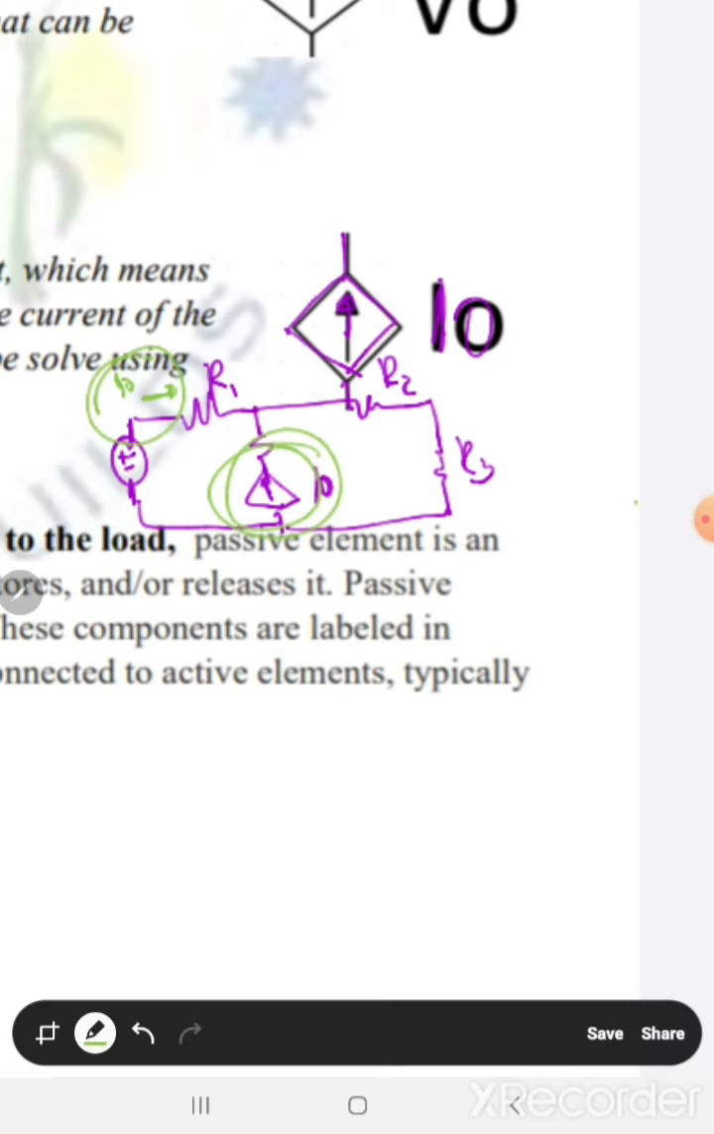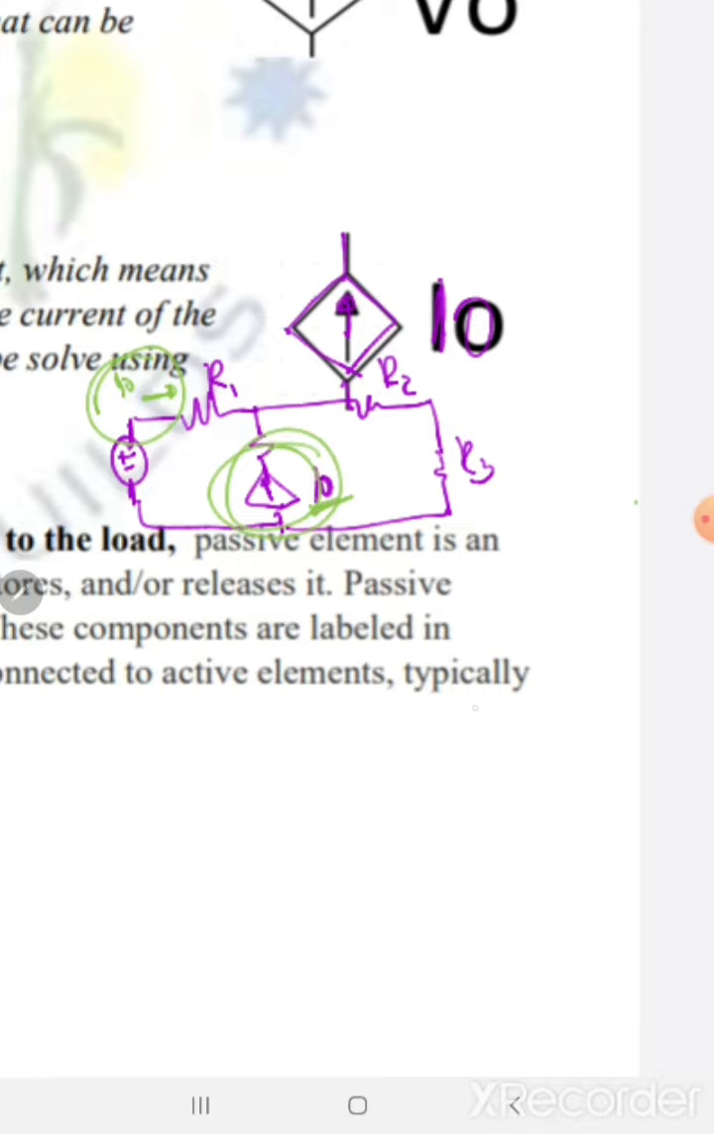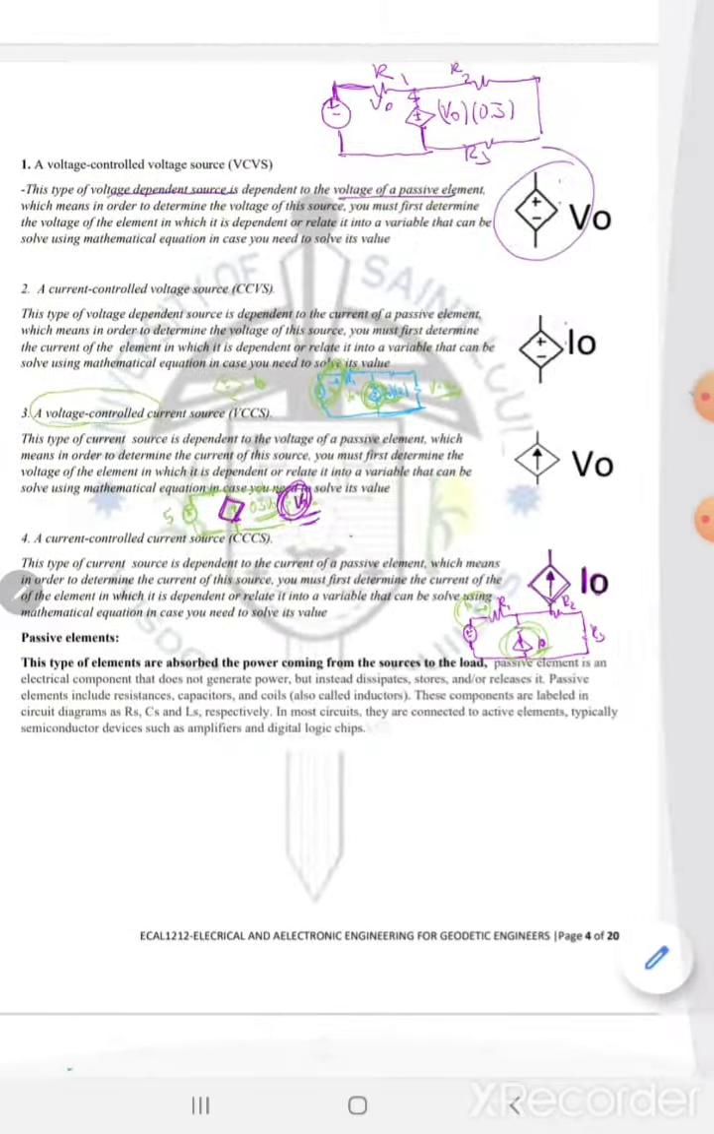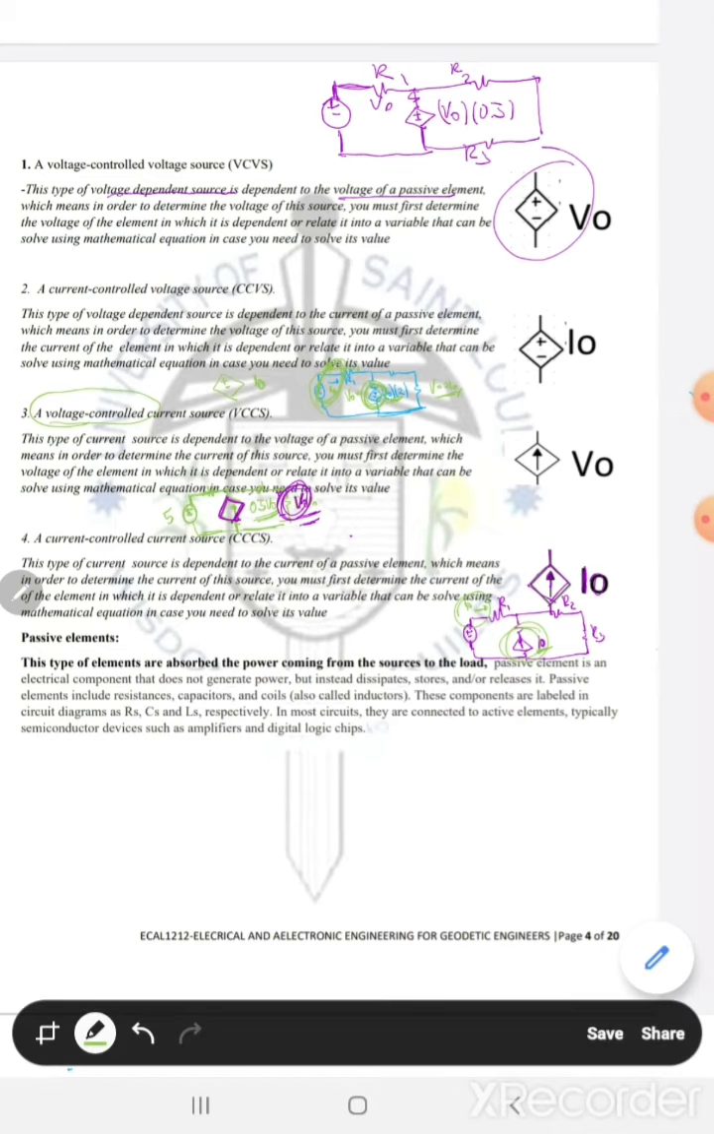And then later on, that current IO will be equal to the current IO of that dependent current source. Okay? So let's have a recap.